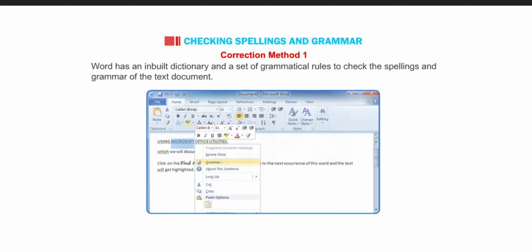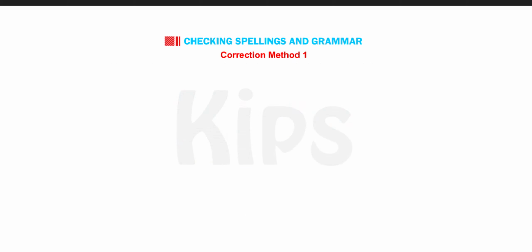So immediately what you'll be doing is using the mouse right click, and then you'll be using the grammar check, right? It is possible. This is the first method of correction. Then the red wavy lines.